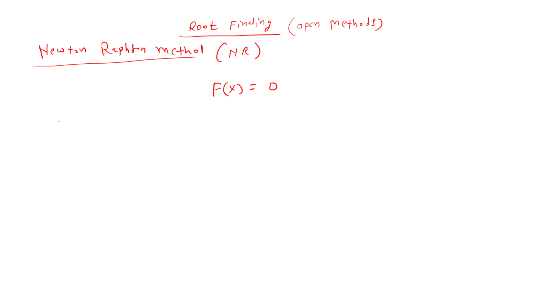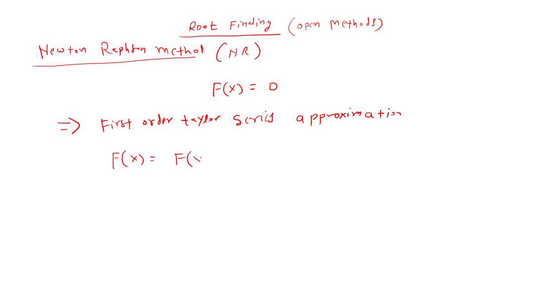To do that, let us first do the first order Taylor series approximation. So what does it say? That f of x is f of x naught, where x naught is the known value, plus f prime x naught times x minus x naught.